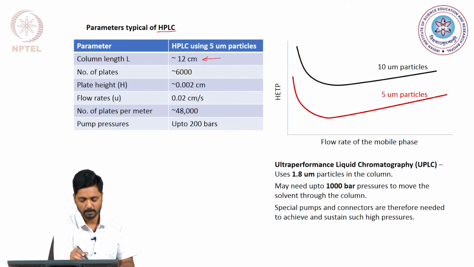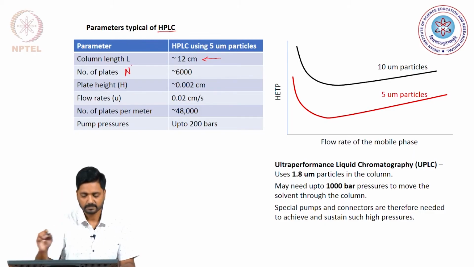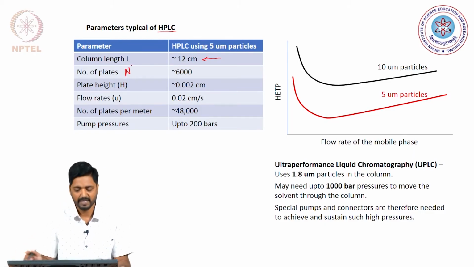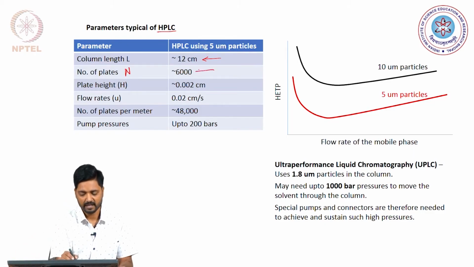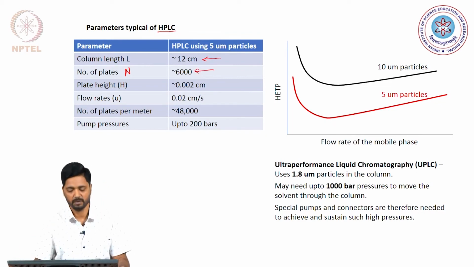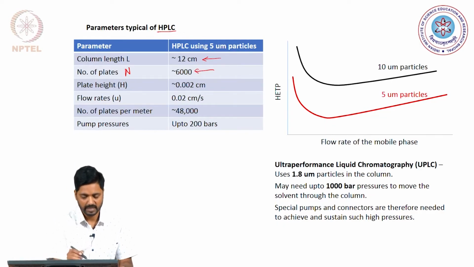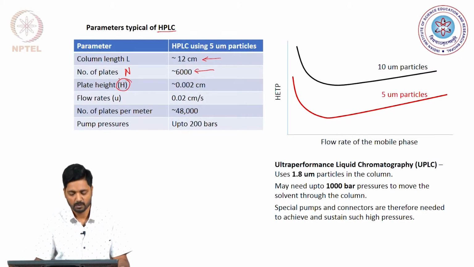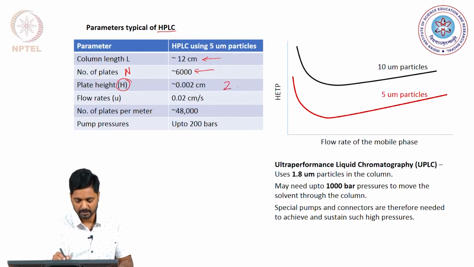Of course, the number of plates n, or the plate count, is decently high, in the range of about 6000 for this small length of the column. As a consequence, we can calculate the plate height, which now comes out to be about 2 microns.